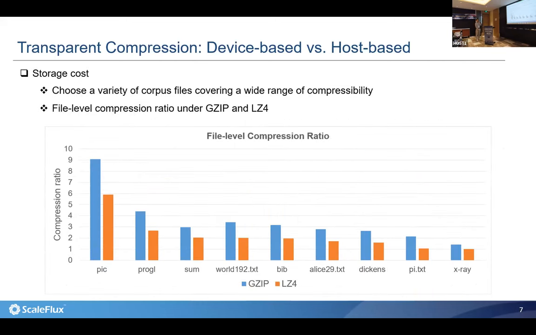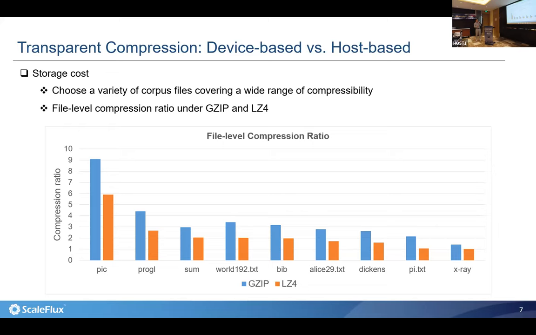Yeah. So what about storage cost saving? We choose a variety of open source files having a wide range of compressibility. And we use GZIP and LZ4 to evaluate the file level compression ratio. This is because the CSD2000 could deliver a compression capability equivalent to GZIP, and Linux VDO uses LZ4 as its default compression engine. So we can see from this figure that the LZ4 compression capability is a little bit worse than the GZIP.